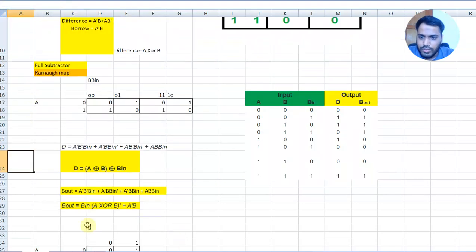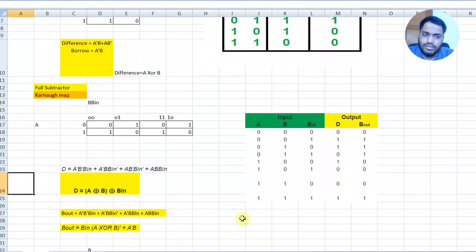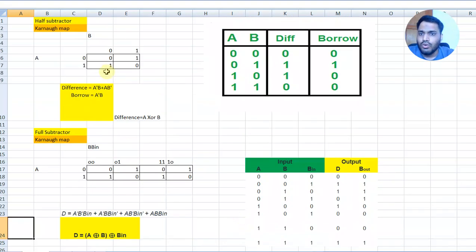We have the expression for borrow out, we have the expression for difference. So I hope now you understood how we draw the k-map and how we put the numbers in the k-map using the truth table.